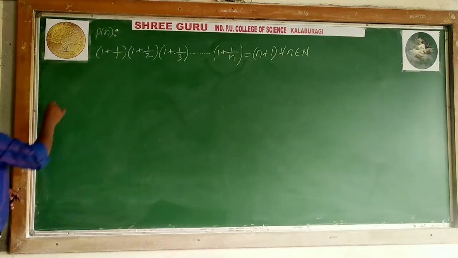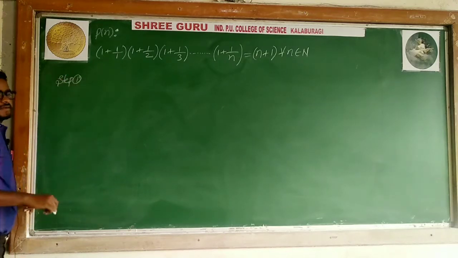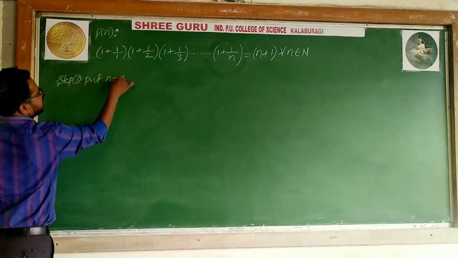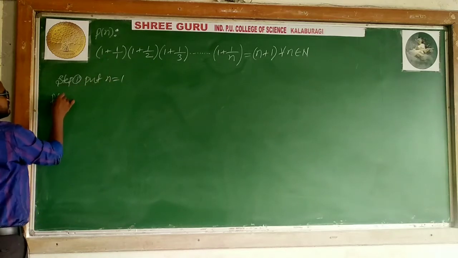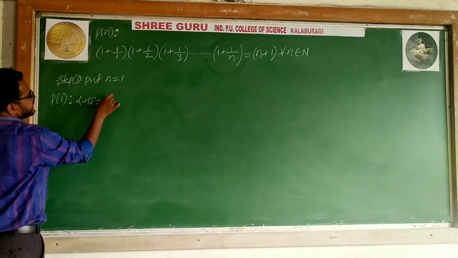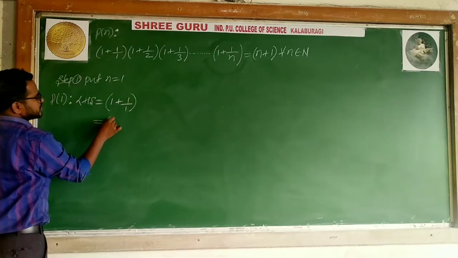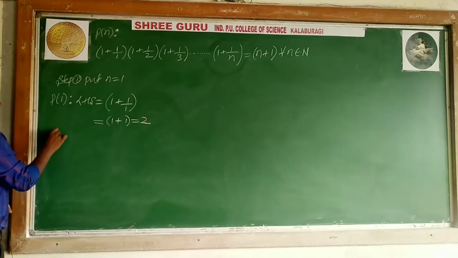Now, step 1. Put n is equal to 1. When n is equal to 1, what is the first term here? The first bracket. I can say P of 1 is the LHS, which is the first bracket. What is 1 plus 1 by 1? 1 by 1 is 1 only. 1 plus 1 is 2. What is the RHS?